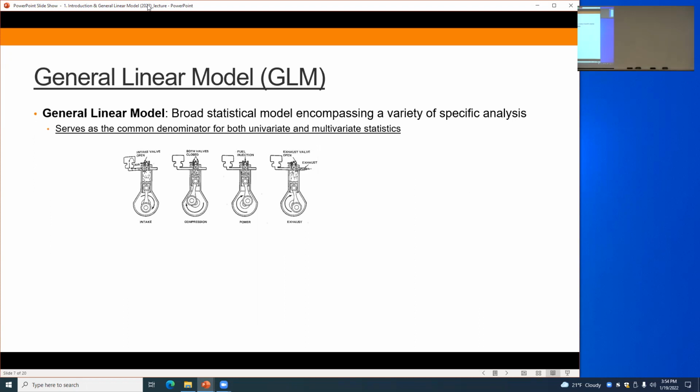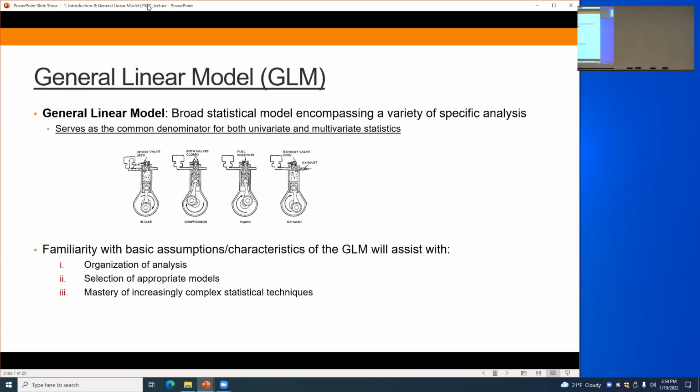Think about your GLM as your basic internal combustion engine, right? Your lawnmower and your Ferrari have some similarities. Doesn't look like it on the outside, right? But if we get down to it, it's all working on essentially the same type of technology. This is your general linear model. This is kind of the umbrella model that coordinates the types of analysis that we're looking at.